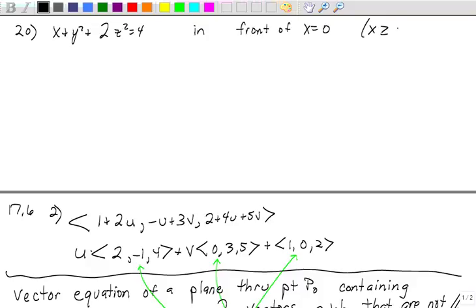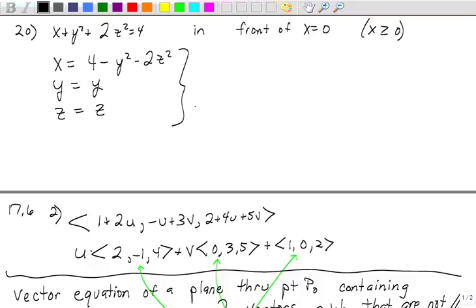So that says x is greater than or equal to 0. Let's solve this one for x. This is easier. So we can let x be that, then we can let y be y, and z be z. And since x is greater than or equal to 0, y squared minus 2z squared has to be less than or equal to 4.